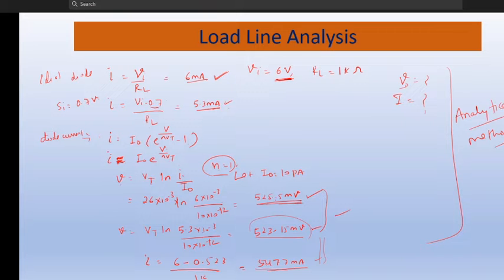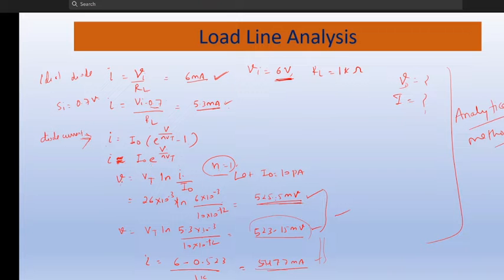What will be the current value from the Shockley equation? I will be equal to I naught e to the power V upon eta Vt minus 1. I considered that I naught is very small as compared to I. So this I naught we have neglected, and it will be equal to I naught e to the power V upon eta Vt. Because it's a reverse saturation current and its value is very small, I assumed that as compared to I that value is very small, so we neglected it.